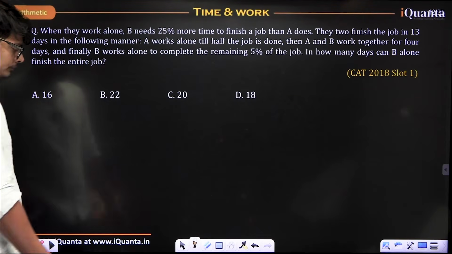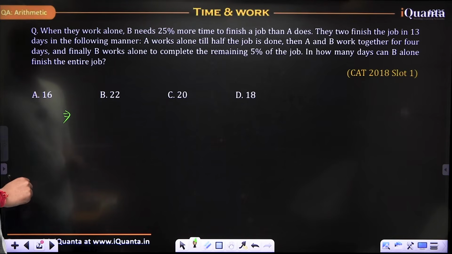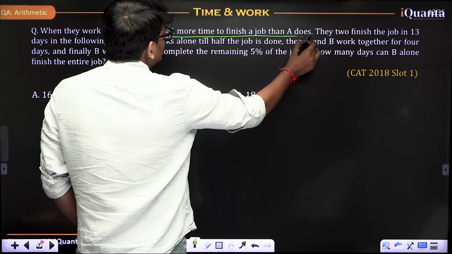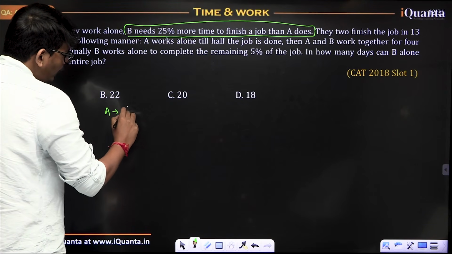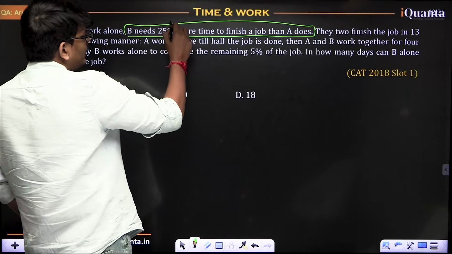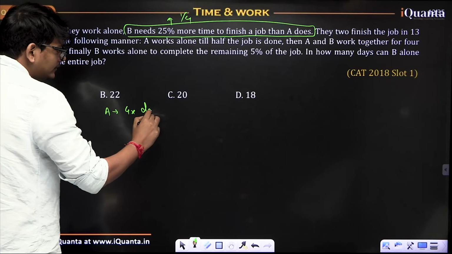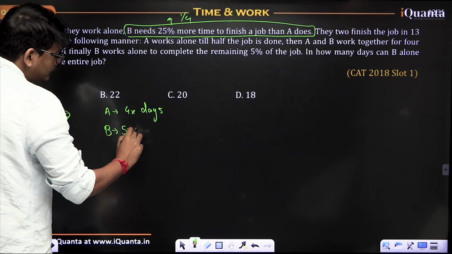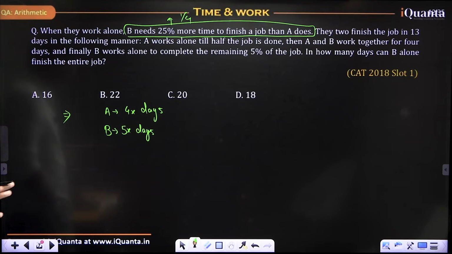Next. When they work alone, B needs 25% more time to finish a job than A does. It means if A takes 4x days, 25% means 1 by 4, right? So if I say A takes 4x days, B will take 5x days. 25% more, so 5x, right?